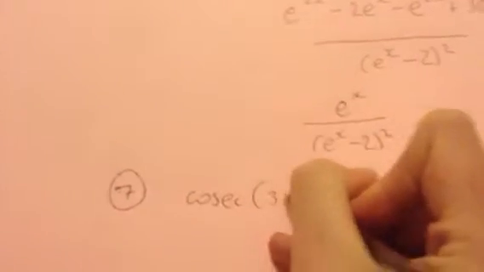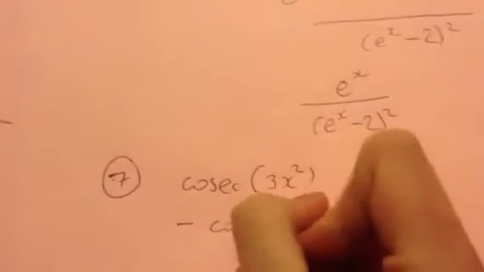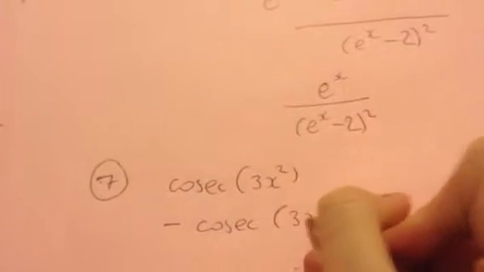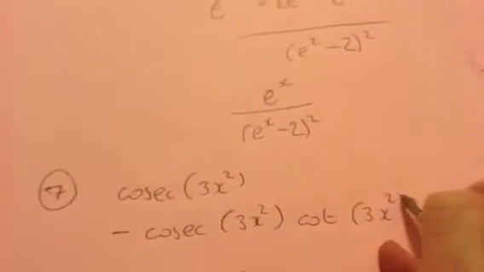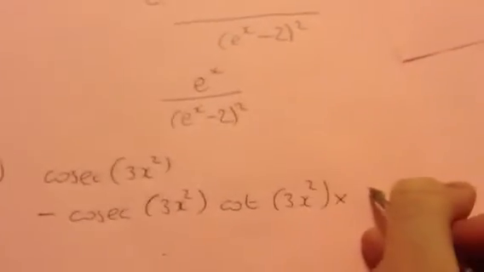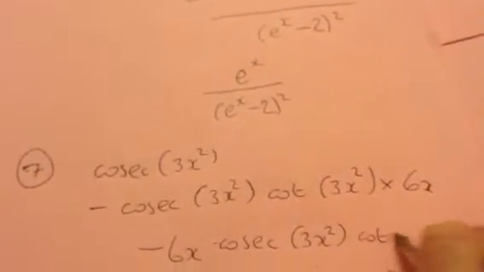Okay, a couple more before we finish. Now cosec of 3x squared. Now cosec goes to minus cosec cot. So I'm going to write minus cosec of the angle times cot of the angle, but then you times by the differential of the angle. So you get minus 6x cosec of 3x squared cot of 3x squared.